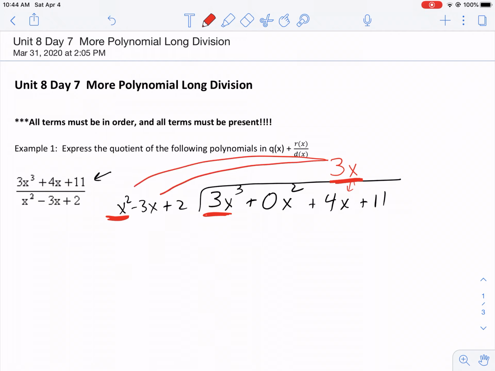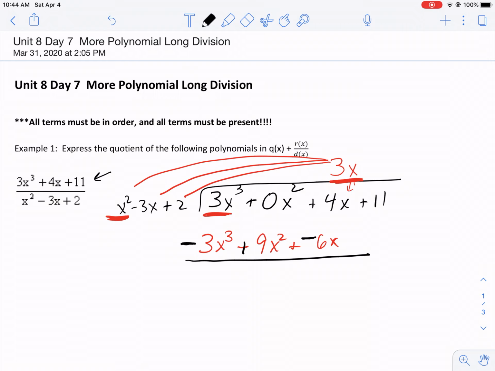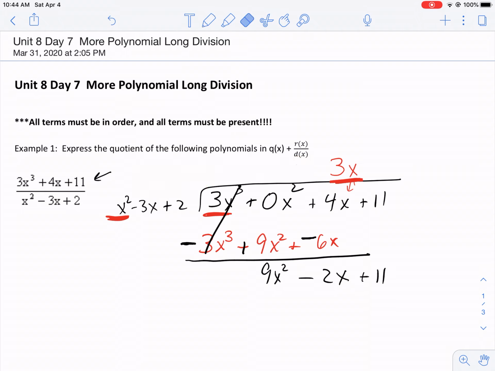Take the 3x, distribute it to all 3 terms. We get 3x cubed minus 9x squared plus 6x. The subtraction step, remember, means change all the signs because we're distributing the minus. And now the 3x cubes cancel as they should. 0x squared plus 9x squared is 9x squared. And then we get a negative 2x. And then we bring down the last term. And we do it all again.